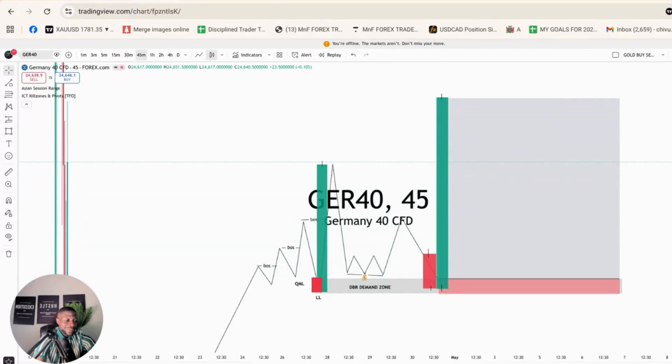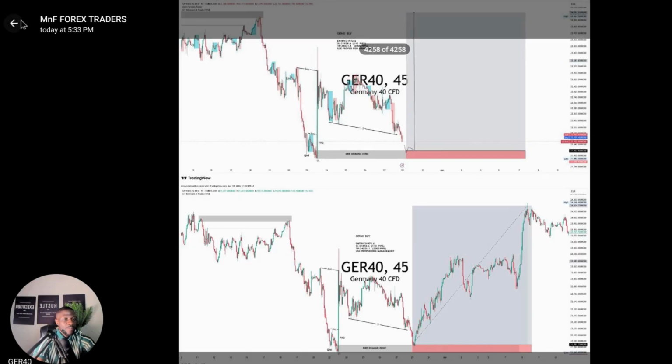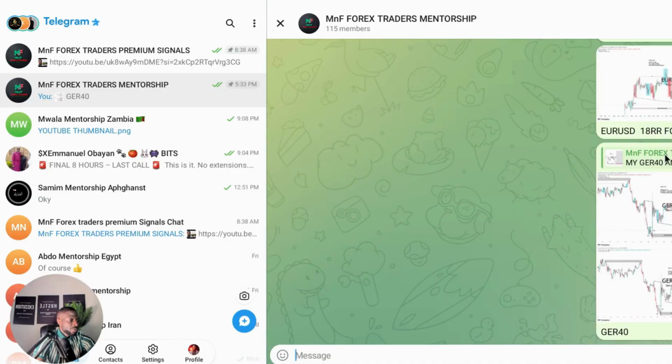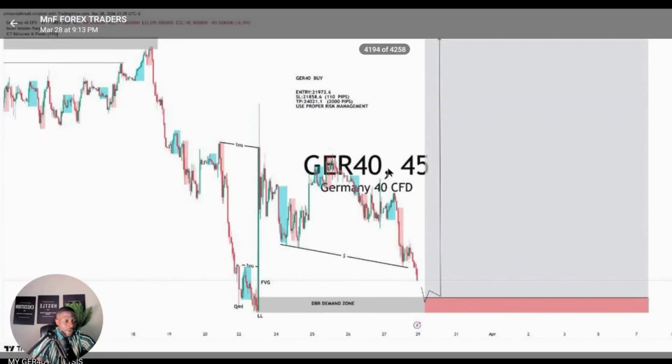By simply using this advanced Quasimodo strategy right here, I was able to catch this beautiful 1:18 risk to reward ratio on GER40, and it was shared in our mentorship community right here. Let me just show you. The forecast was actually shared right here, a beautiful forecast, a 1:18 risk to reward ratio.